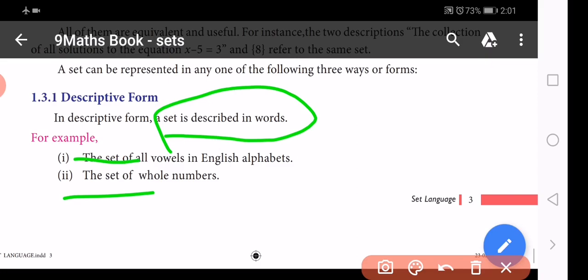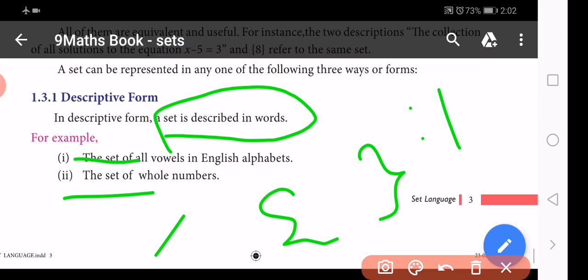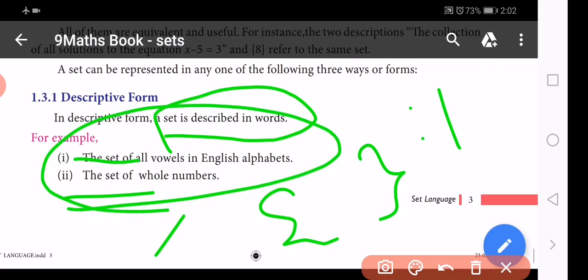So students, note the difference between these three forms. In the descriptive form, there is no set notation used and there is no symbol like "such that", and no commas. Elements are also not listed. We only write statements. So this is called descriptive form.